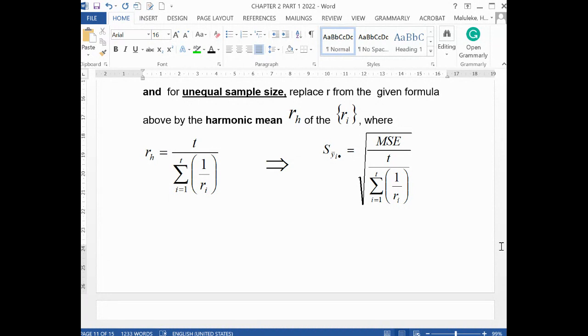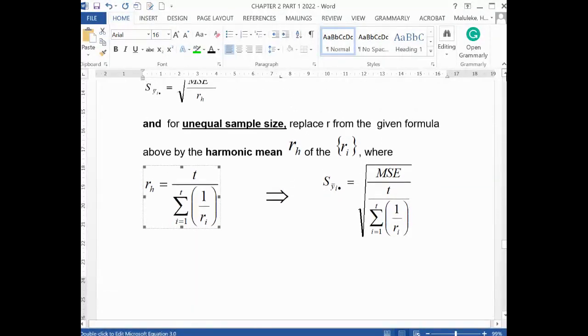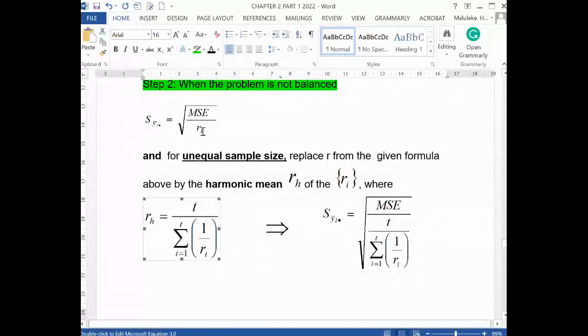Since we want to use it, it's fine. I want us to go to a case where we have an unbalanced problem. I want you to give me this part, the RH. I want to check if you know how to find the RH. Remember, for the standard error, you still have the MSE. The standard error is now the square root of MSE divided by RH, where RH is given by this formula. Yes?